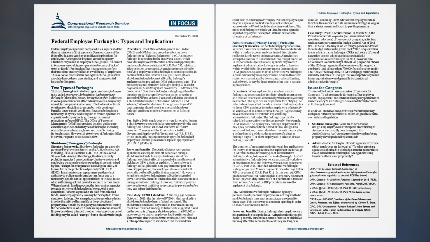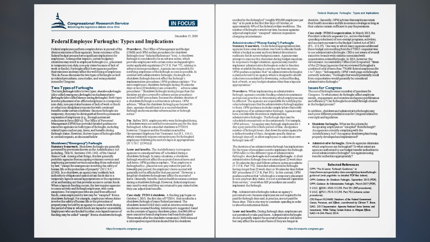Shutdown furloughs. What are the criteria for designating employees as excepted from furlough? Are agencies correctly complying with the Anti-Deficiency Act? Are agency shutdown plans being properly developed and implemented? Administrative furloughs. How do agencies determine which employees are furloughed? To what extent are agencies authorized to use budget transfer authorities to avoid administrative furloughs? Are agencies using transfer authorities appropriately?